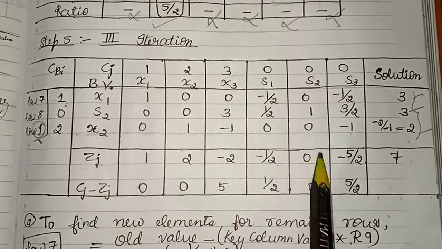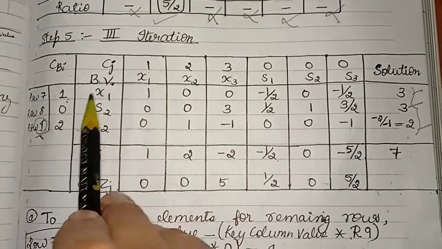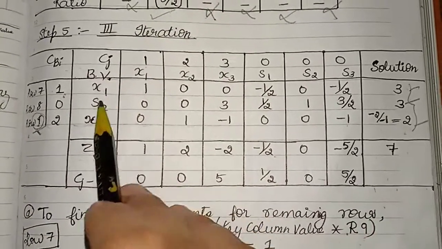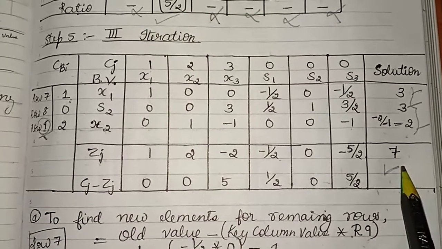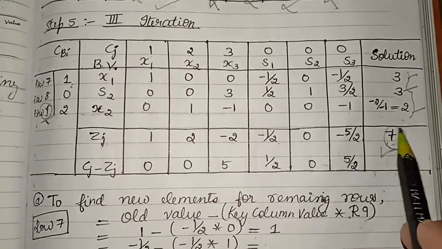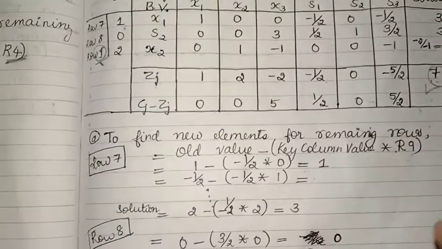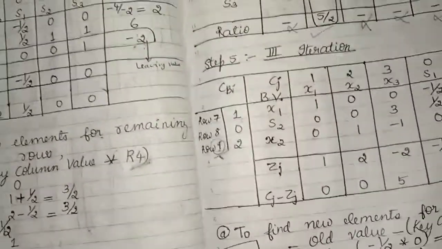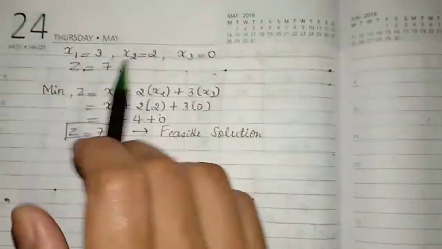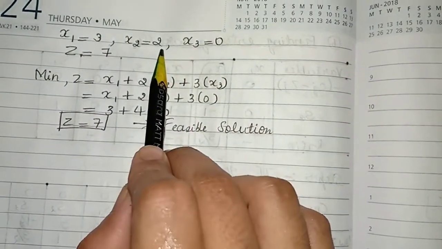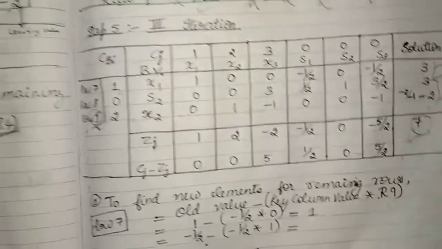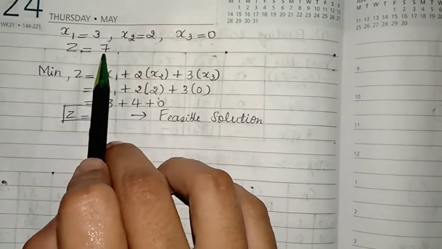Okay, you find the zj value here. By multiplying it, 1 into 3 plus 0 into 3 plus 2 into 2, you get it as 7. Okay, if this is your answer, the z value, we will just verify whether it is correct or not. See here, x1 value you got as 3, x2 value as 2, and x3 as 0. Okay, 3, 2 and 0, you can see here. So now z equal to 7.